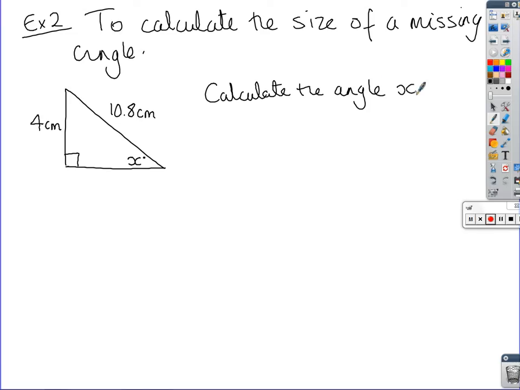Right, so let's label up our sides. So here is our angle x. So this side over here must be our opposite. The side next to the angle is the adjacent. And finally, our diagonal is the hypotenuse.